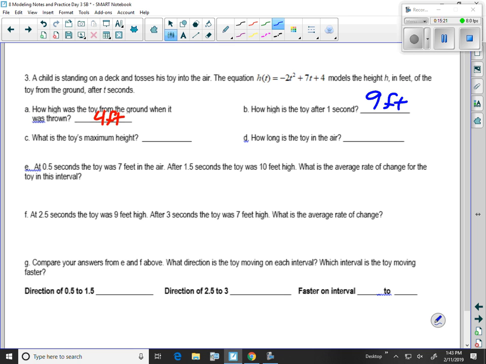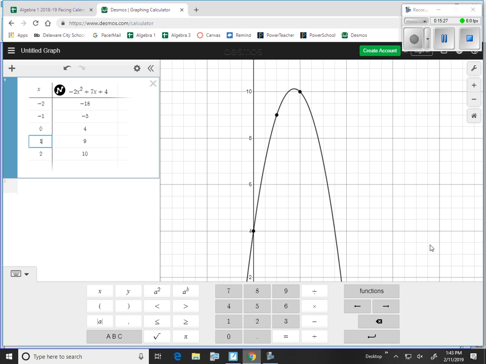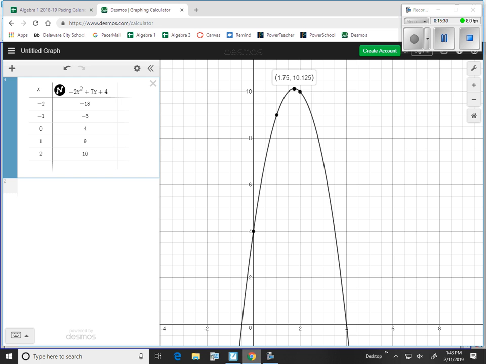Okay, what is the toy's maximum height? If we think about maximum height, what point are we looking for? The vertex. Which value of the vertex? 10.125. Okay, this is the height. What is our x value? 1.75 seconds. That's seconds, not minutes. If it was 60 seconds, that would hit a minute, but not the 1.75. Okay, so 10.125.